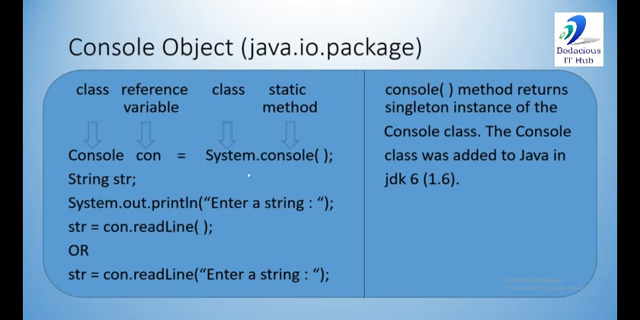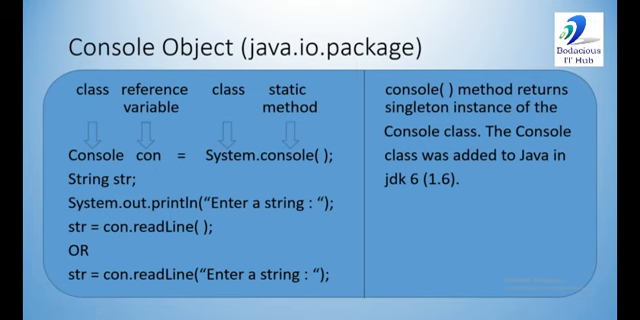So the console object's reference can be retrieved using the method System.console. System is a class, and console is a static method. When you call the System.console method, it returns a reference of the Console object, and we are assigning this reference to the Console type variable con. So con is the name of the reference variable, a reference variable that contains a reference to the Console object.